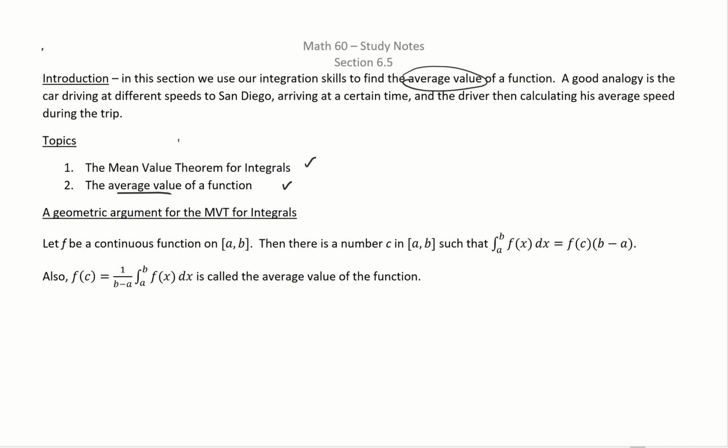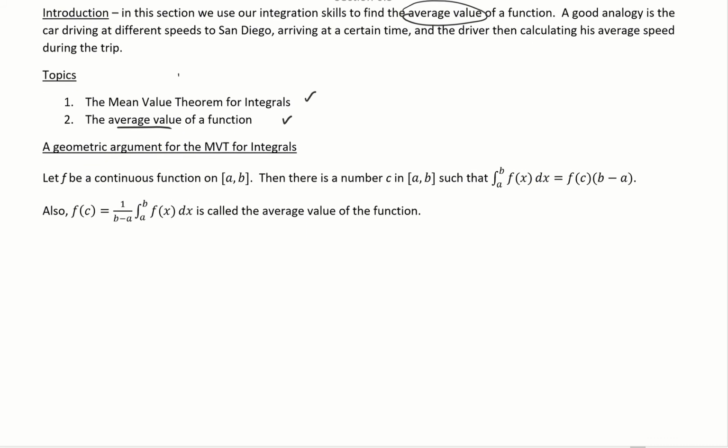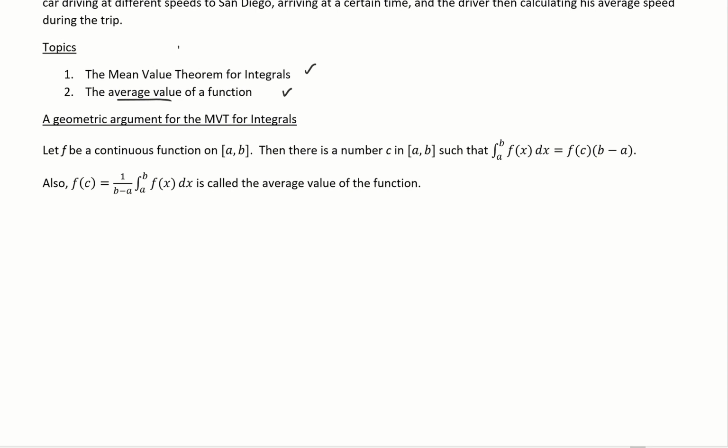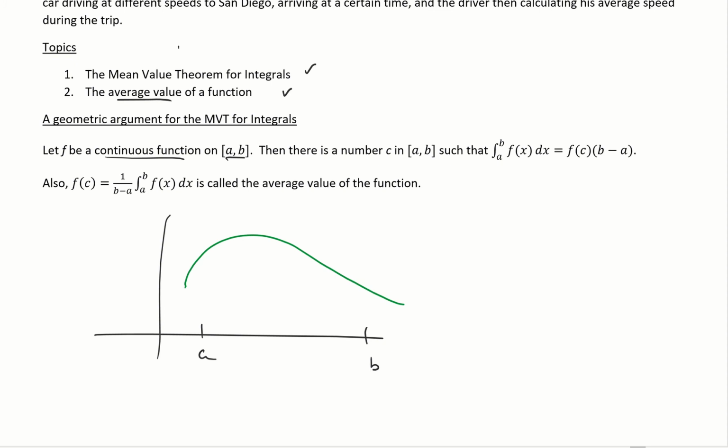A geometric argument for the mean value theorem of integrals looks something like this. First of all, here's the theorem right here. Let f be a continuous function on [a, b]. All right, let's draw a picture. This is a and this is b, and our function might be doing whatever it's doing, call it f. And we're interested over this interval in the average value of the function.